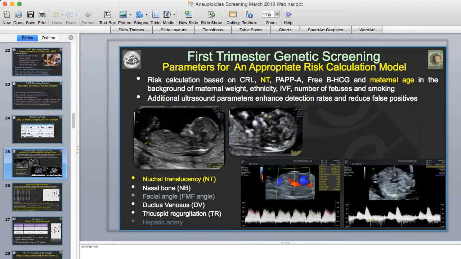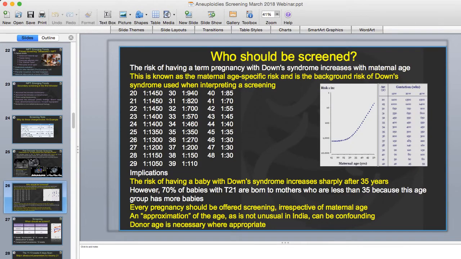So let's start off right at the beginning, and let's say who should be screened. You've already realized that we can't just confine ourselves to women who are over 35 years of age, because that's only 30% of Down syndrome babies. If we look at the age-related risk, we do understand that there's this huge tenfold change between the ages of 25 and say 35. So if at 25 we have a risk of 1 in 1350, at the age of 35, we have a 1 in 350.